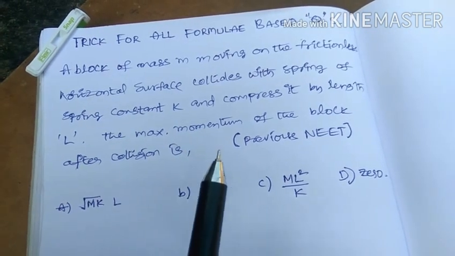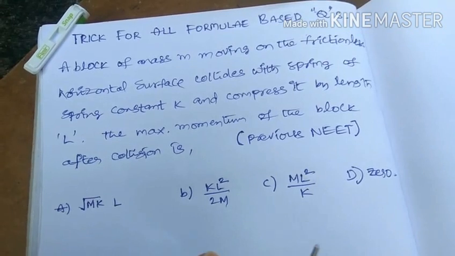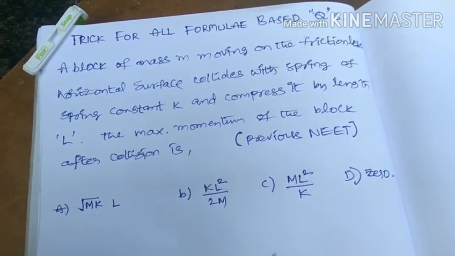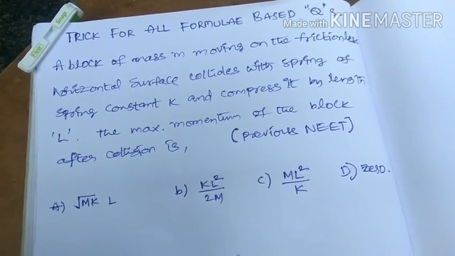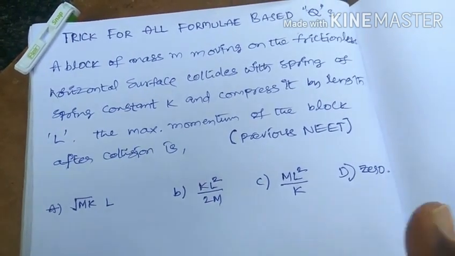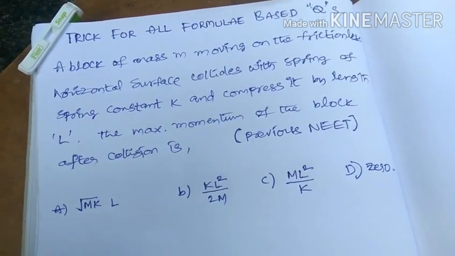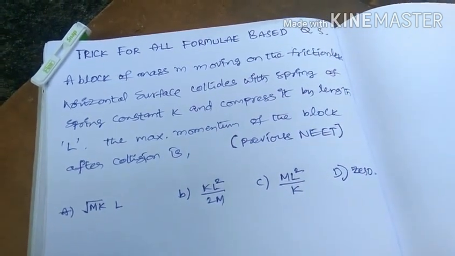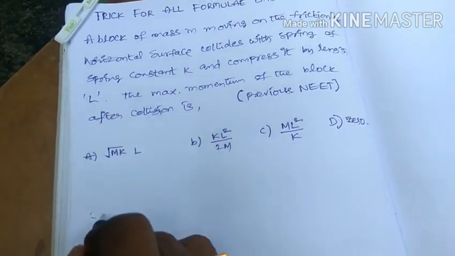A block of mass m moving on a frictionless horizontal surface collides with a spring of spring constant k and compresses it by length L. The maximum momentum of the block after collision is? This question was asked in the previous NEET. Options are there, option A, B, C, D. At first let us see the fundamental method of how to solve it. Solution.